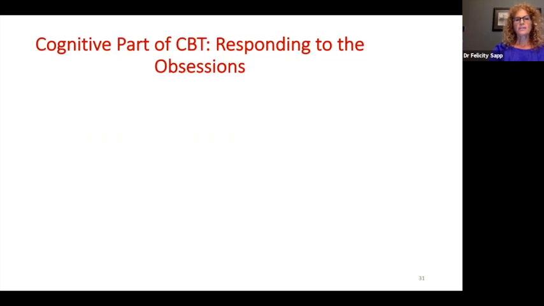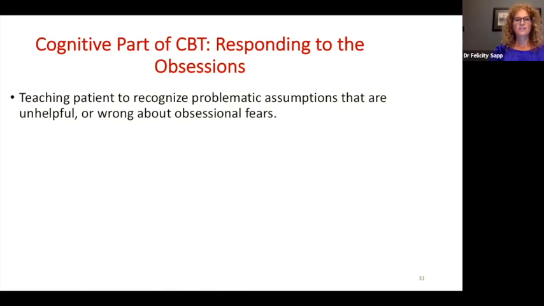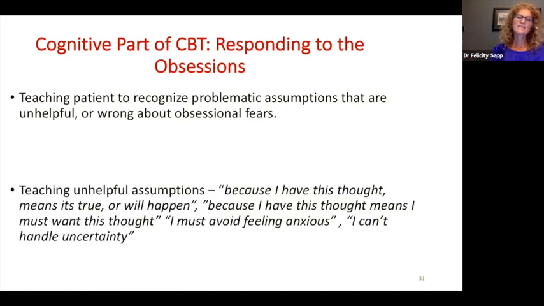So we're going to respond to the obsessions. How do we respond to the obsessions? Well, first of all, the main strategy is helping teach your patient to recognize that the assumptions that are actually maintaining OCD are unhelpful. These are assumptions like, because I have this thought, it means it's true. Or because I have this thought, it means I must want this thought. I must avoid feeling anxious. I can't handle uncertainty.